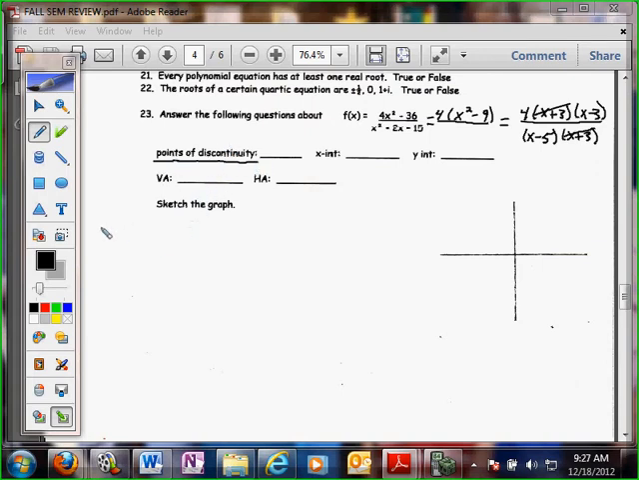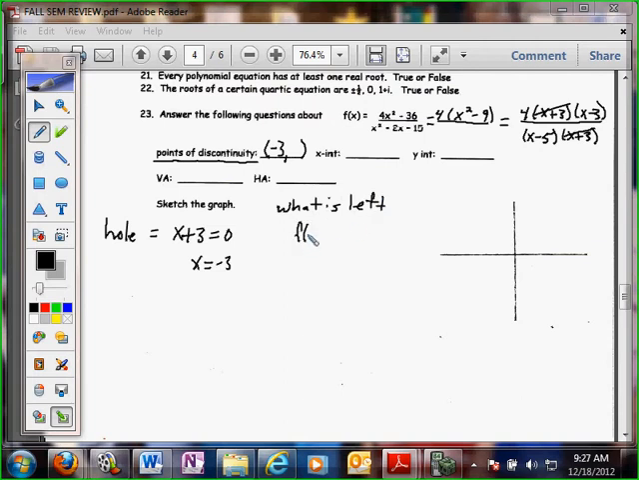And what I do to find the hole, I set the x factor that canceled equal to 0 and solve for x. And I get that x is equal to negative 3. So the x value of the hole is negative 3. Now I must find the y value of the hole. What we want to do now is only use what was left after something canceled.